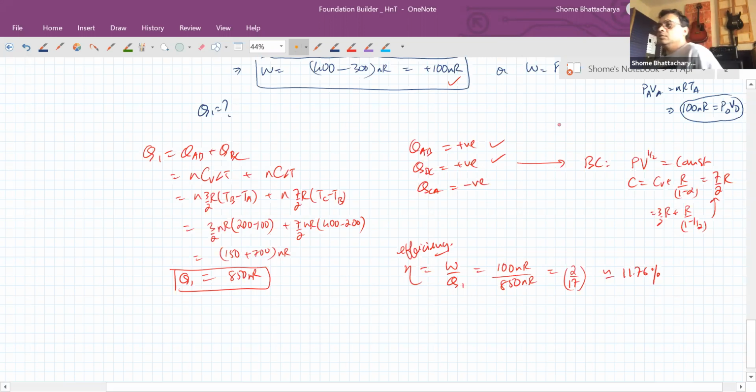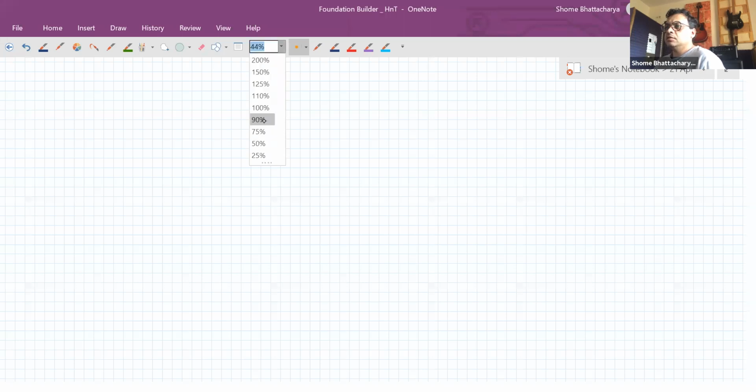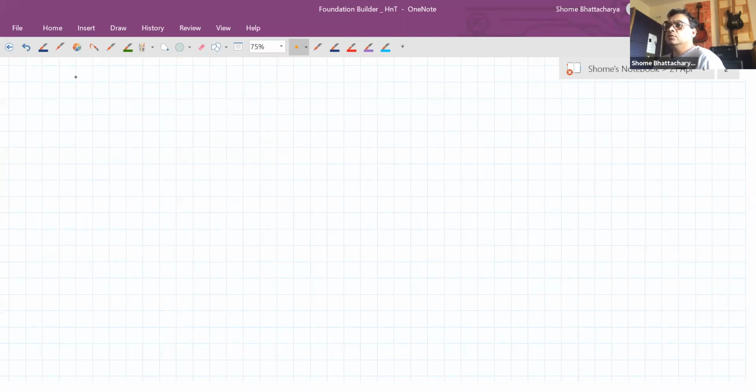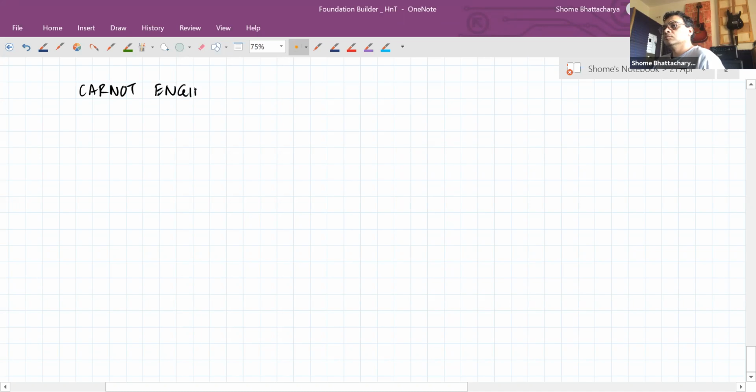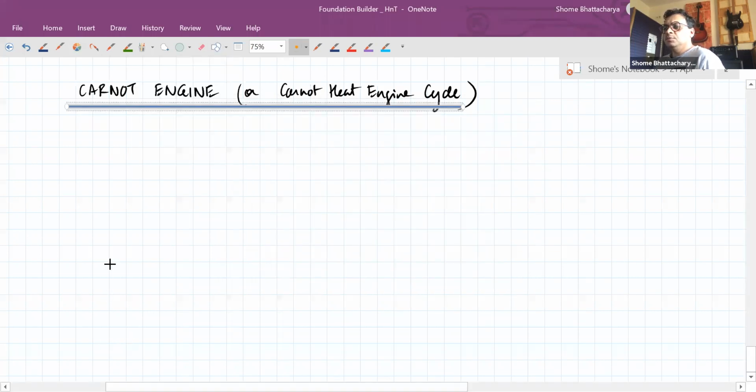Okay, people. So hope this question is clear. Now let's move on to a specific type of heat engine called the Carnot engine or the Carnot cycle. I'm sure you have heard about this in chemistry also. So this is a very specific type of a heat engine wherein the cyclic process consists of two isothermal processes and two adiabatic processes.